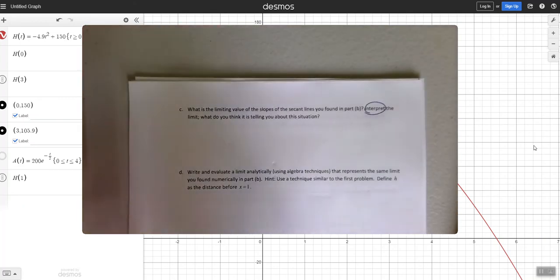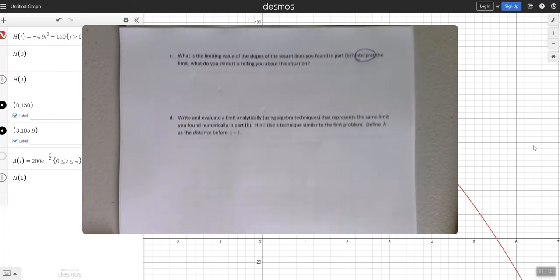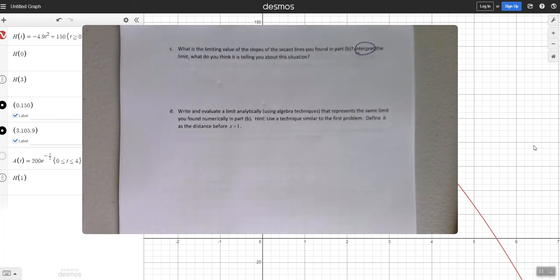You should be saying, hey, whatever that guess was, I think that's going to be the slope of the tangent line at the point (1, 0). All right, last part of this problem. Write and evaluate a limit analytically, that is using algebra techniques, that represents the same limit that we found numerically in part B. So in order to do this, we're going to take a little piece out of the first problem we did.